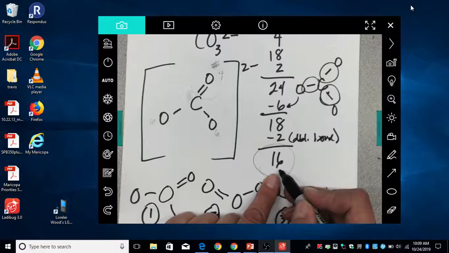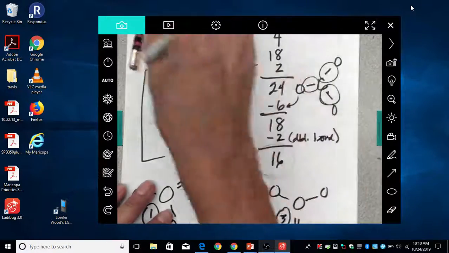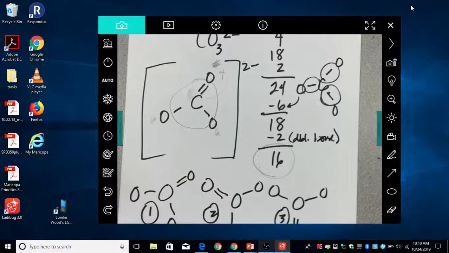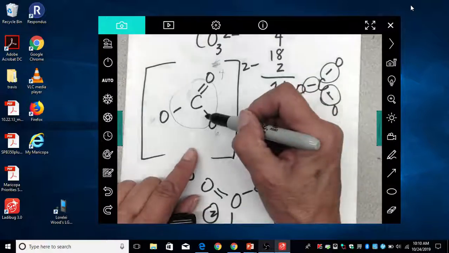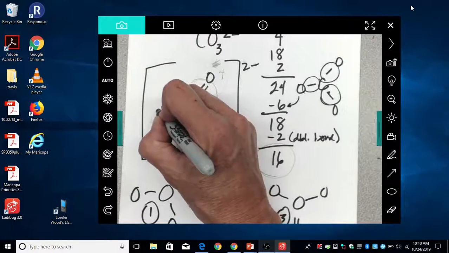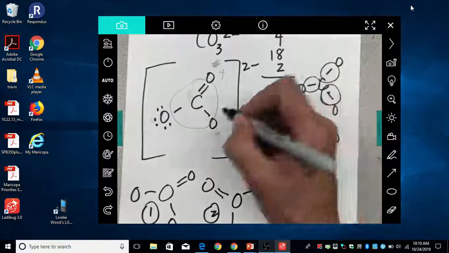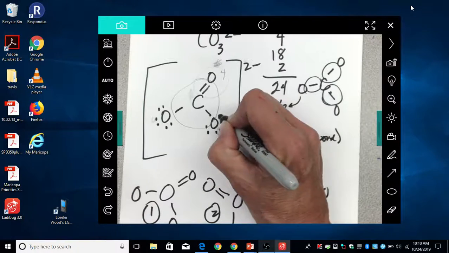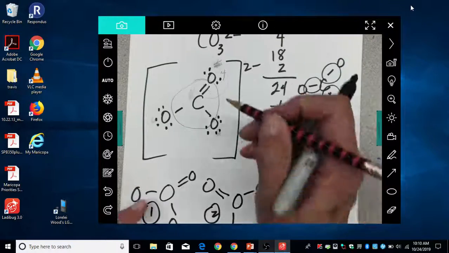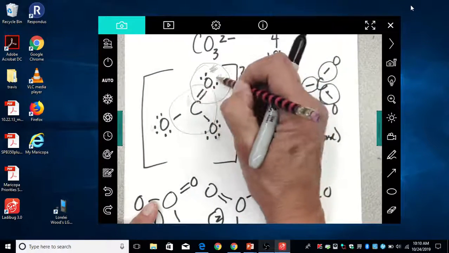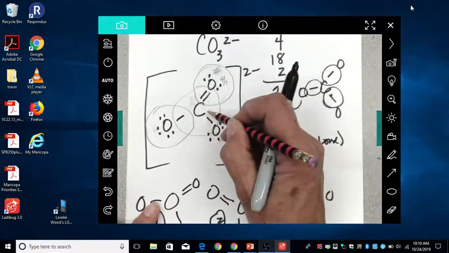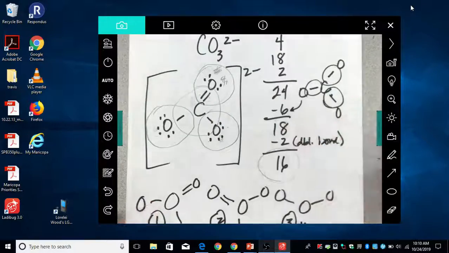Now I have 16. Carbon doesn't need any more at this point, because carbon counts all of those electrons as belonging to it, even though they're shared between carbon and oxygen. Carbon thinks it has 2, 4, 6, 8, so it's good with its octet. With the remaining 16, I would say 1, 2, 3, and so on up to 16. Now each of the elements in the molecule has an octet. This oxygen has 2, 4, 6, 8. This oxygen has 2, 4, 6, 8. This oxygen has 2, 4, 6, 8. So they all have their octet.